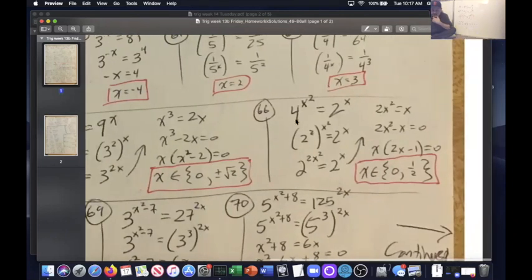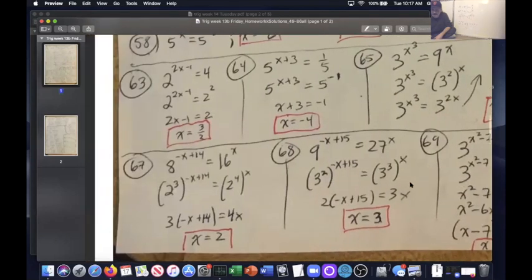Okay, and then same thing with 6, except now when you convert the 4, that winds up with an exponent of 2x squared. Now when you put the exponents equal to each other, again, don't divide by x. Create a zero property, factor out, and then you'll get all the solutions.